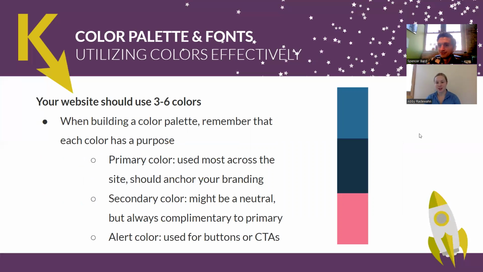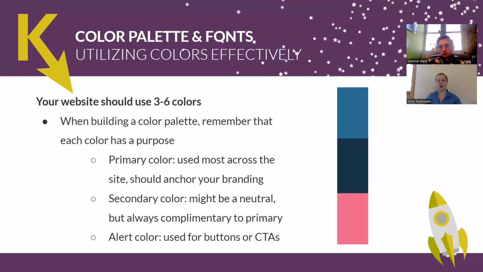Next, this is one of my favorite things to talk about, picking a color palette. Your website should really only use 3 to 6 colors. If you use more than that, it's getting a little too busy and it detracts from your brand. The 3 most important colors, and then maybe you have some neutrals supporting that, are your primary color, your secondary color, and your alert color. For this palette that you see on the right, I would call this top blue the primary color. That's the color you'll use most across the site, and it'll really anchor in with your branding.